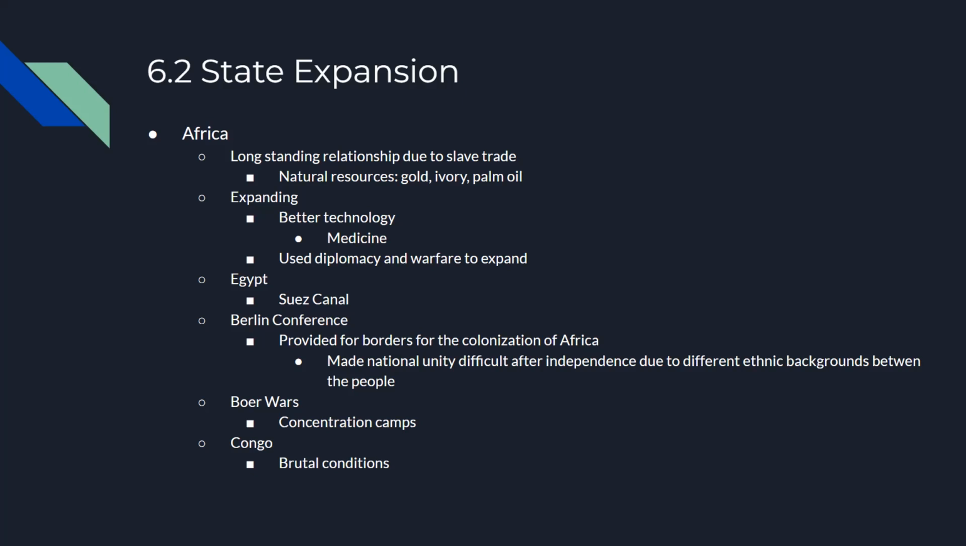And so one major area to look at was Africa. The thing with Africa is Europe had a long-standing relationship with them due to the slave trade, which had been going on for almost two centuries. Africa had a lot of natural resources such as gold, ivory, palm oil, diamonds, etc.